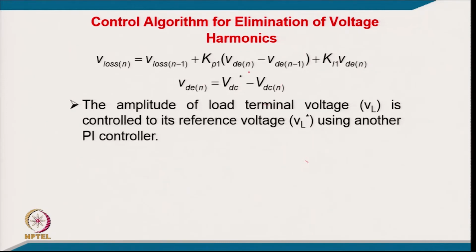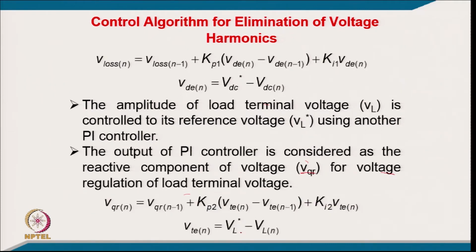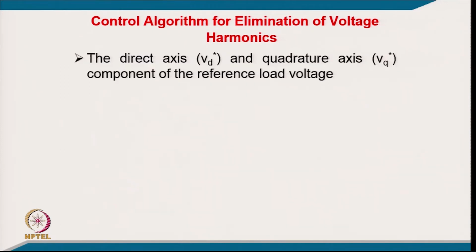The amplitude of the load terminal voltage is controlled to the reference value using another PI controller, and the output of the PI controller is considered as the reactive component of voltage for voltage regulation of the load terminal. Again this is a PI controller, where the input is the error: the reference voltage at the load terminal minus the amplitude of the load voltage after, of course, filtering. The direct axis and quadrature axis voltage components of the reference load voltage we get from the DC component minus the PI control output, and similarly for the quadrature component, it comes from the load and from the PI controller, and the zero sequence is 0.